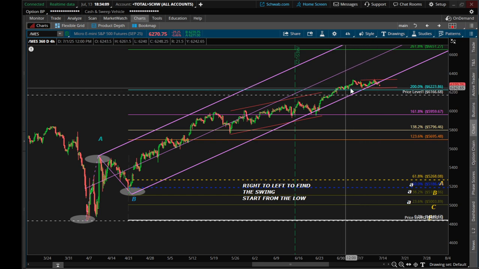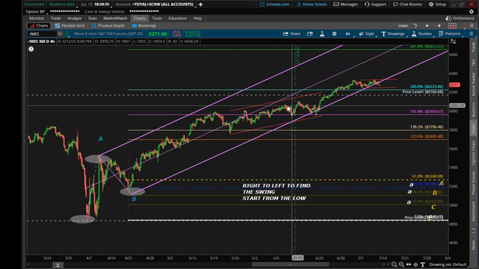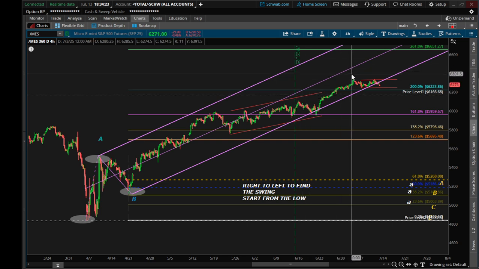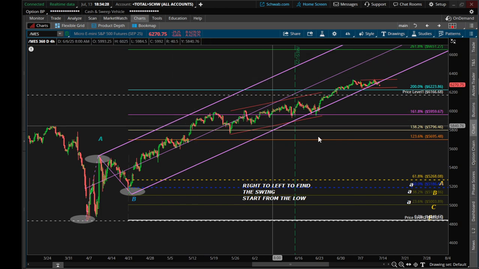But we are below the median of the pitchfork, so we're a little bit bearish according to the pitchfork. Okay, and we are looking for a C leg, so we're looking for an end of a move anyways. All right, so these fibs tell us our C.